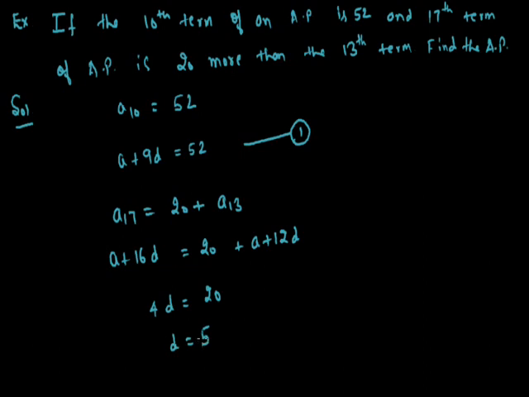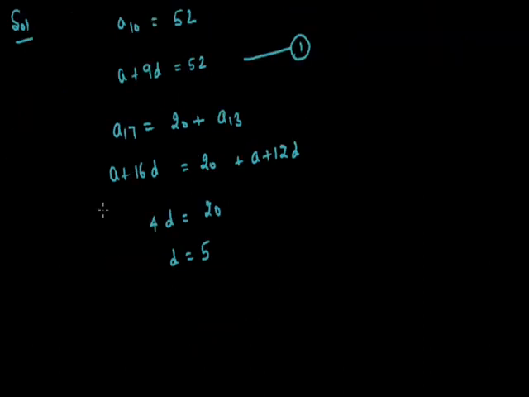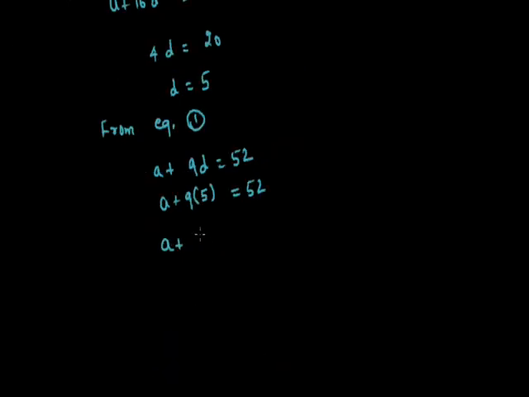Now substitute the value of D in equation first. From equation first, A plus 9D equal to 52. Now D is 5. So A plus 9 multiplied by 5 equal to 52. So A plus 45 equal to 52. So A equal to 52 minus 45, which is equal to 7.